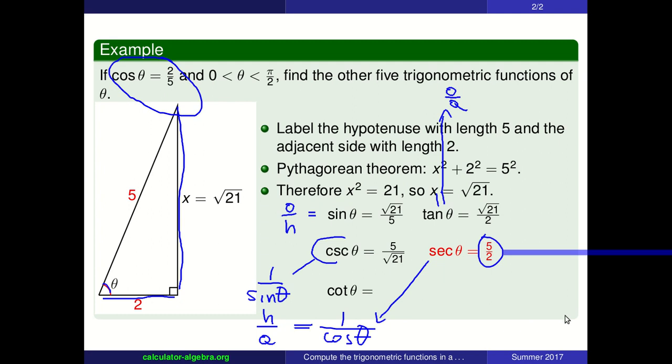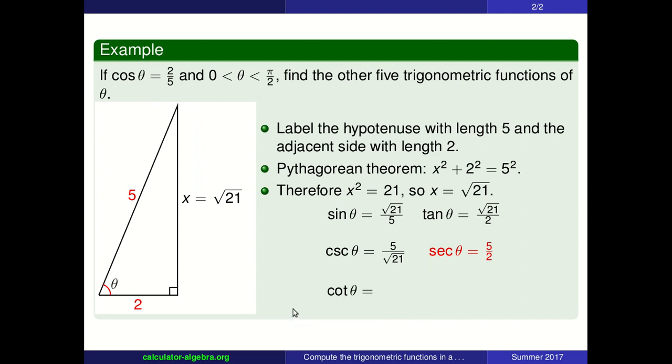All right. And finally, cotangent of theta. Well, cotangent of theta, that's 1 over tangent of theta. Or if you will, what's the same, you can take the adjacent side and divide it by the opposite side. So the adjacent side is 2 units, and the opposite side is radical of 21 units. So there we go. That's our cotangent.